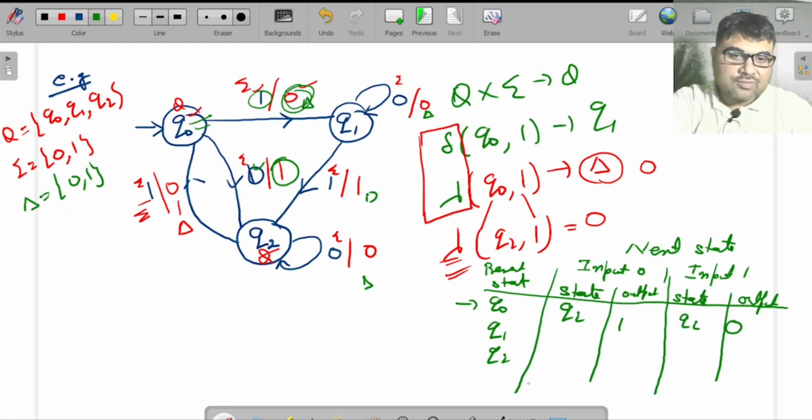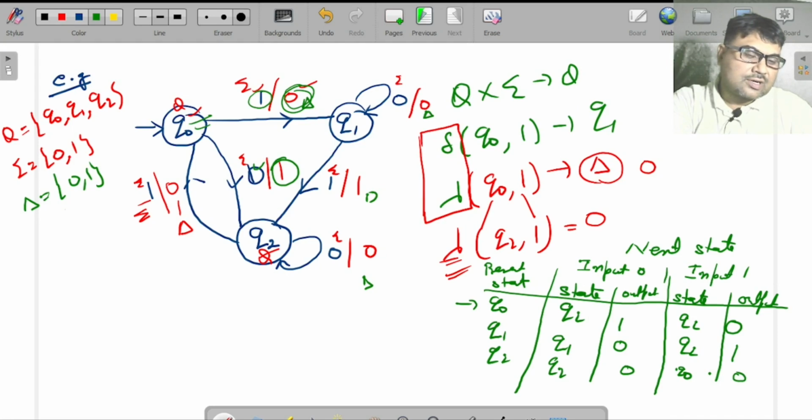Similarly, you can write Q1. Q1 with input 0, you stay at Q1, and output is 0. Q1 with input 1, you reach Q2, and the output is 1. Q2 with 0, you reach the same state Q2, and with 0 input the output is 0. And Q2 with 1, you reach Q naught, and the output is 0. So here it is a transition table.